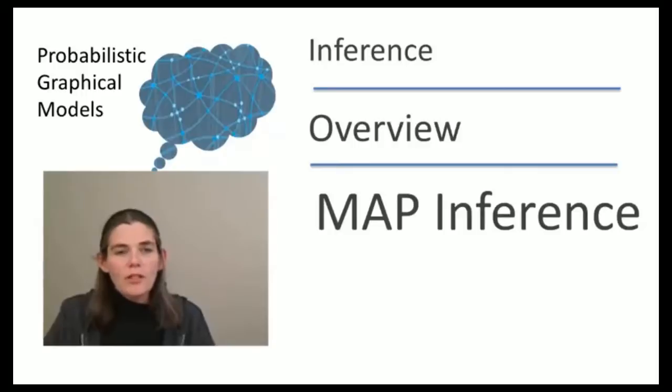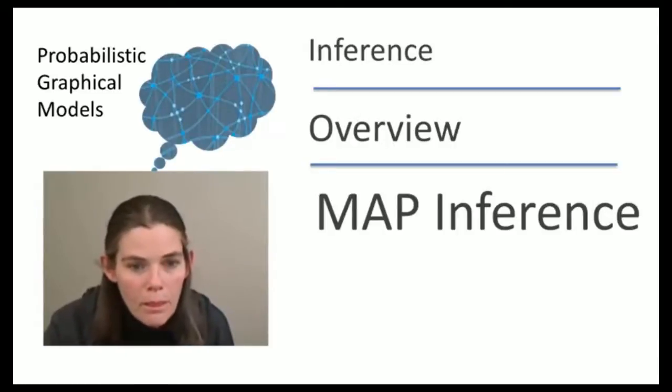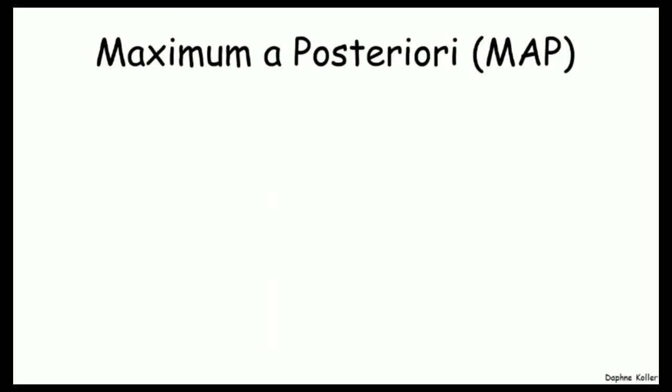As we said, there's many different kinds of queries that one can use a graphical model to answer. Conditional probability queries are very commonly used, but another commonly used type of inference is what's called MAP inference. So what is MAP inference? MAP stands as a shorthand for maximum a posteriori, and it's defined as follows.